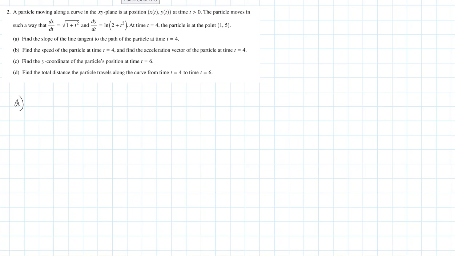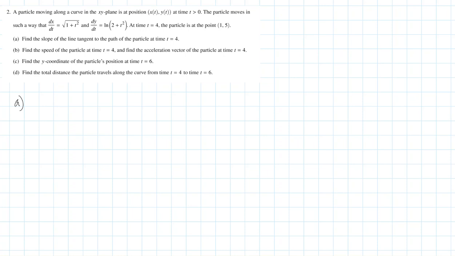So this is question 2 in the 2022 free response for BC. The question says a particle is moving along a curve in the xy plane. Its position is x, y, t, and it moves in such a way that dx/dt equals the square root of 1 plus t squared, and dy/dt equals the ln of 2 plus t squared. And also at time t equals 4, the particle is at position (1, 5).